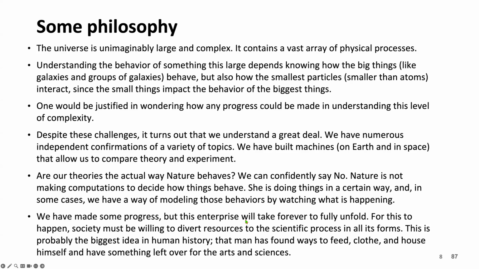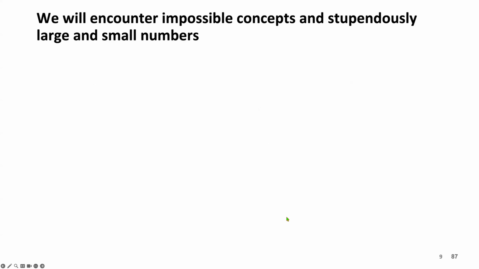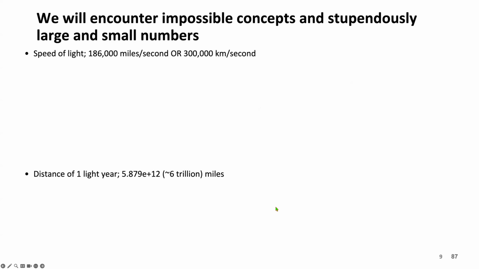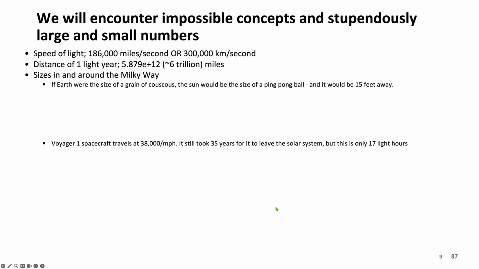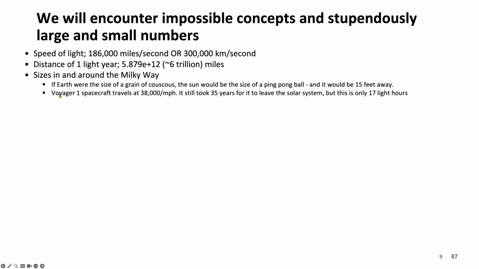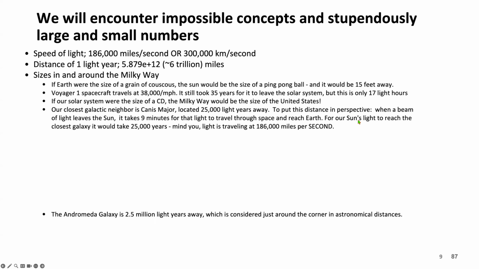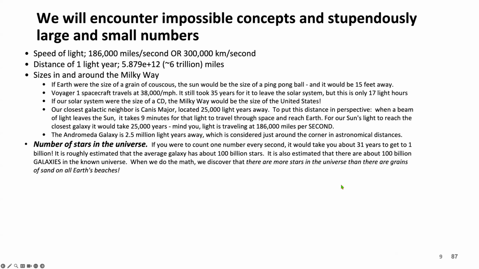So I'll ask you to read this so we can get to the beginning of the lecture, which hasn't really occurred yet. And here's some references you can use. These are typical things that you find: if the Earth was the size of a grain of couscous, which is a few millimeters, the sun would be the size of a ping pong ball 15 feet away. These kinds of things maybe help you have a sense of the scale.